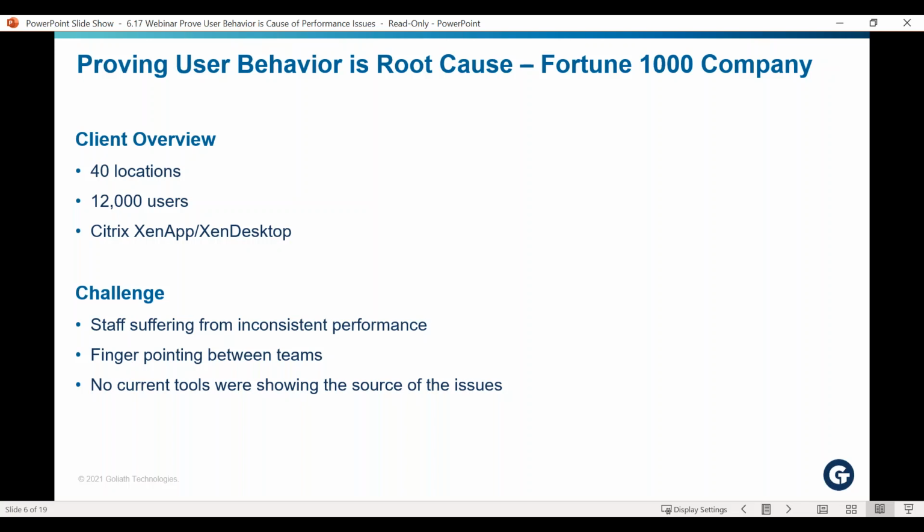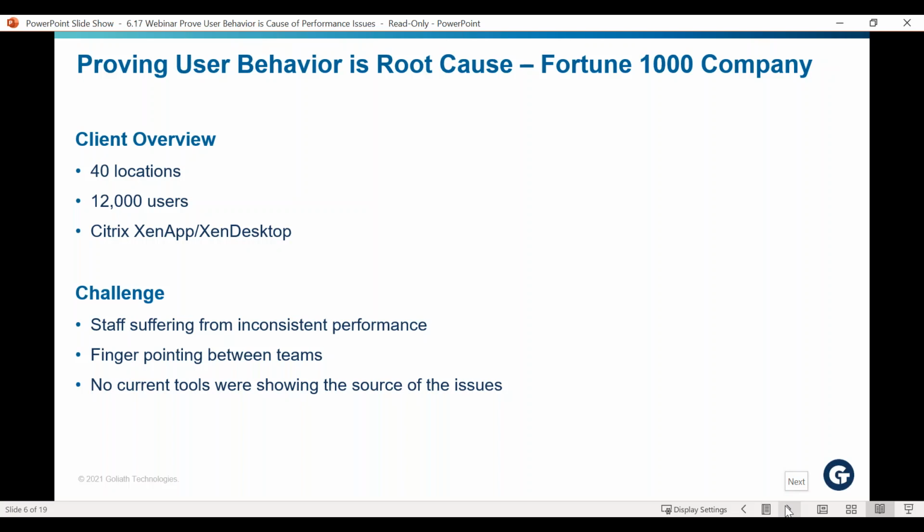So the challenge here was that they were suffering from inconsistent performance. There was a lot of the standard finger pointing when that happens. If you don't have the right tools in place to show the root cause of the issue, what happens many times, as you know, is that the storage folks will tell you that everything is fine. Plenty of resources on the server farm coming from the VMware folks. The network folks will tell you that there's plenty of bandwidth to those remote locations. And that doesn't help a whole lot. So you're left with a lot of finger pointing.